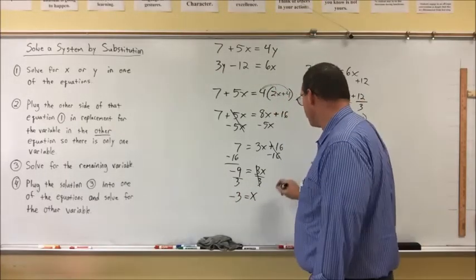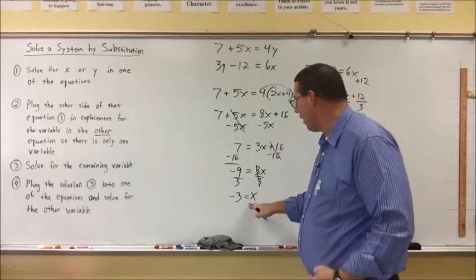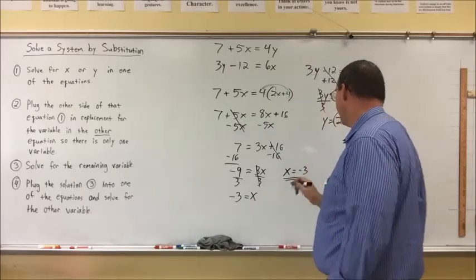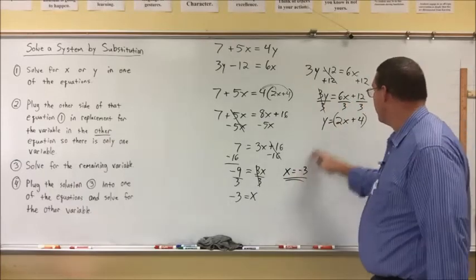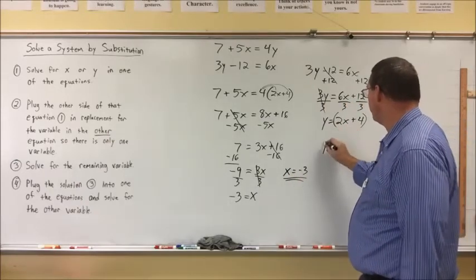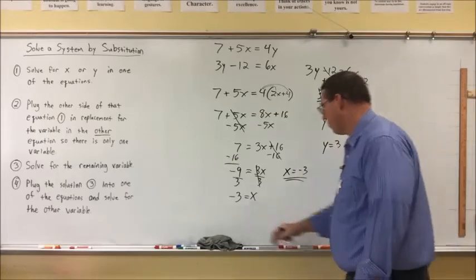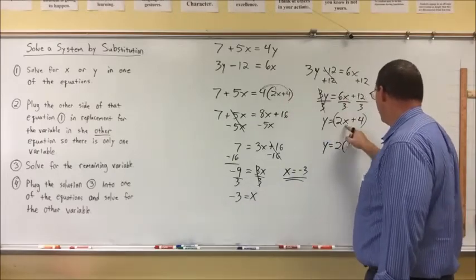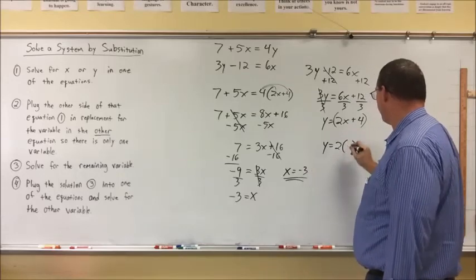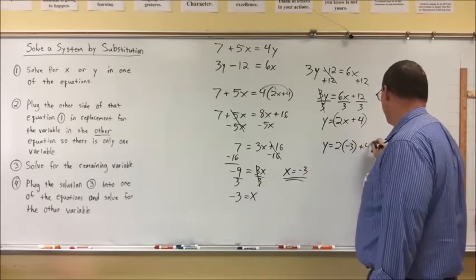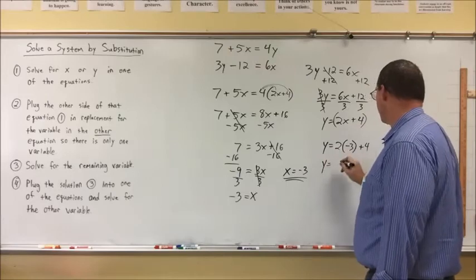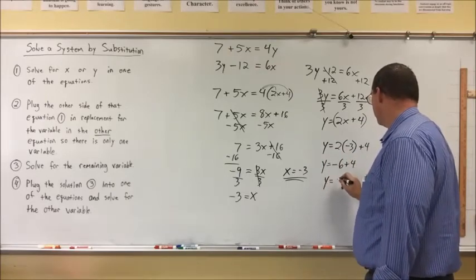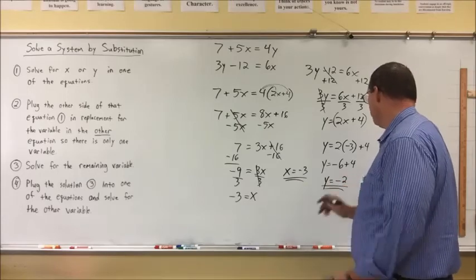And so I can reverse this. I personally just don't like having my x on the right side. So I'm going to reverse it and say x is equal to negative 3. Okay? Now I'm going to take this y equals equation, and I'm going to put a 2 here. And then for this x, I'll put in a negative 3 plus 4. So y is equal to 2 times negative 3 is negative 6 plus 4, and y is now equal to negative 2.